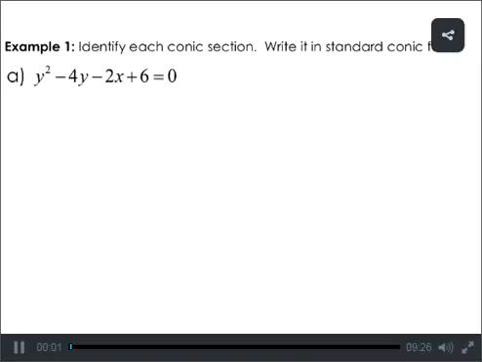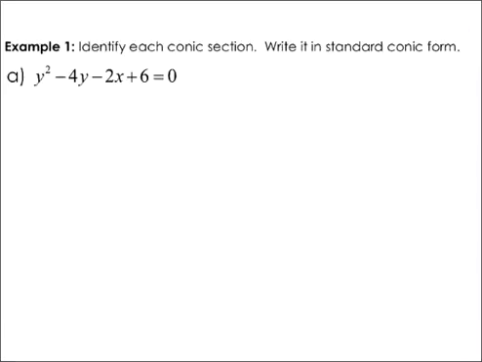Look at the first example. First thing we need to do is identify what type of a conic section this is. If you look, you'll see that there is a y squared, but there's not an x squared. So that makes this a parabola.